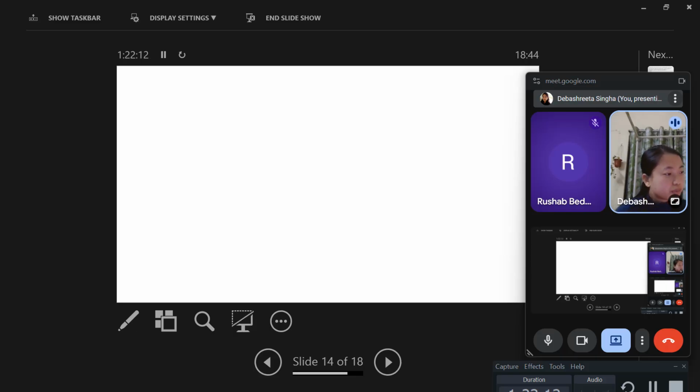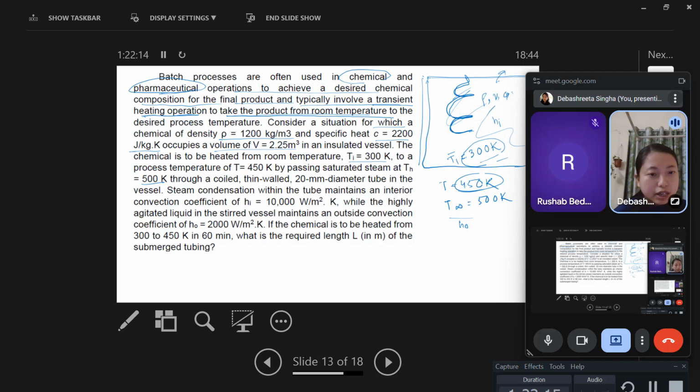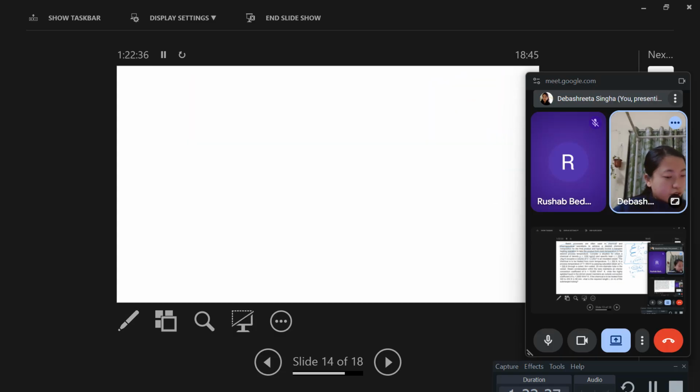heat transferred from the coil is balanced by the, we can directly find such a solution by balancing the energy. Okay, the heat transfer from the coil to this chemical is balanced by the increasing energy of this chemical, or else you can also find out like this: input minus output plus generation is equal to accumulation.